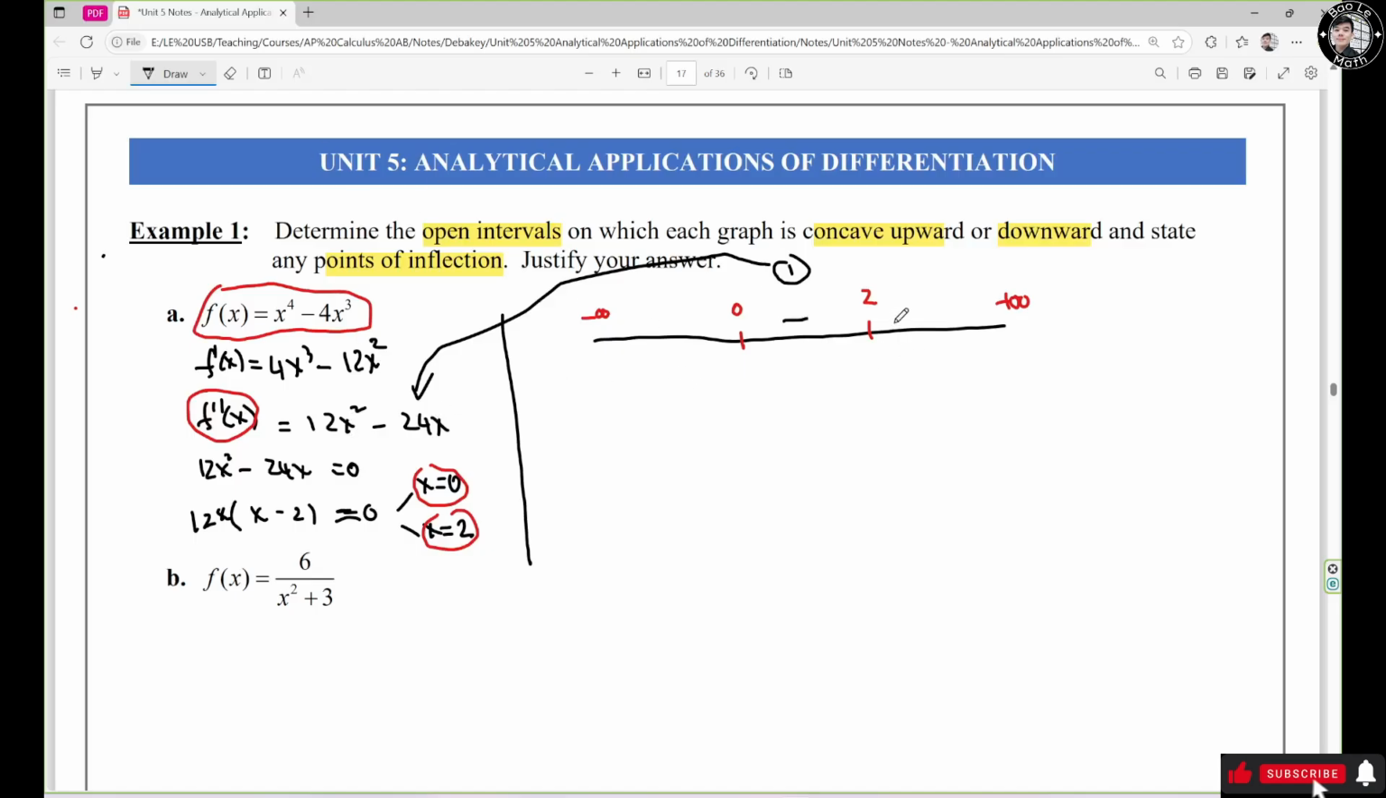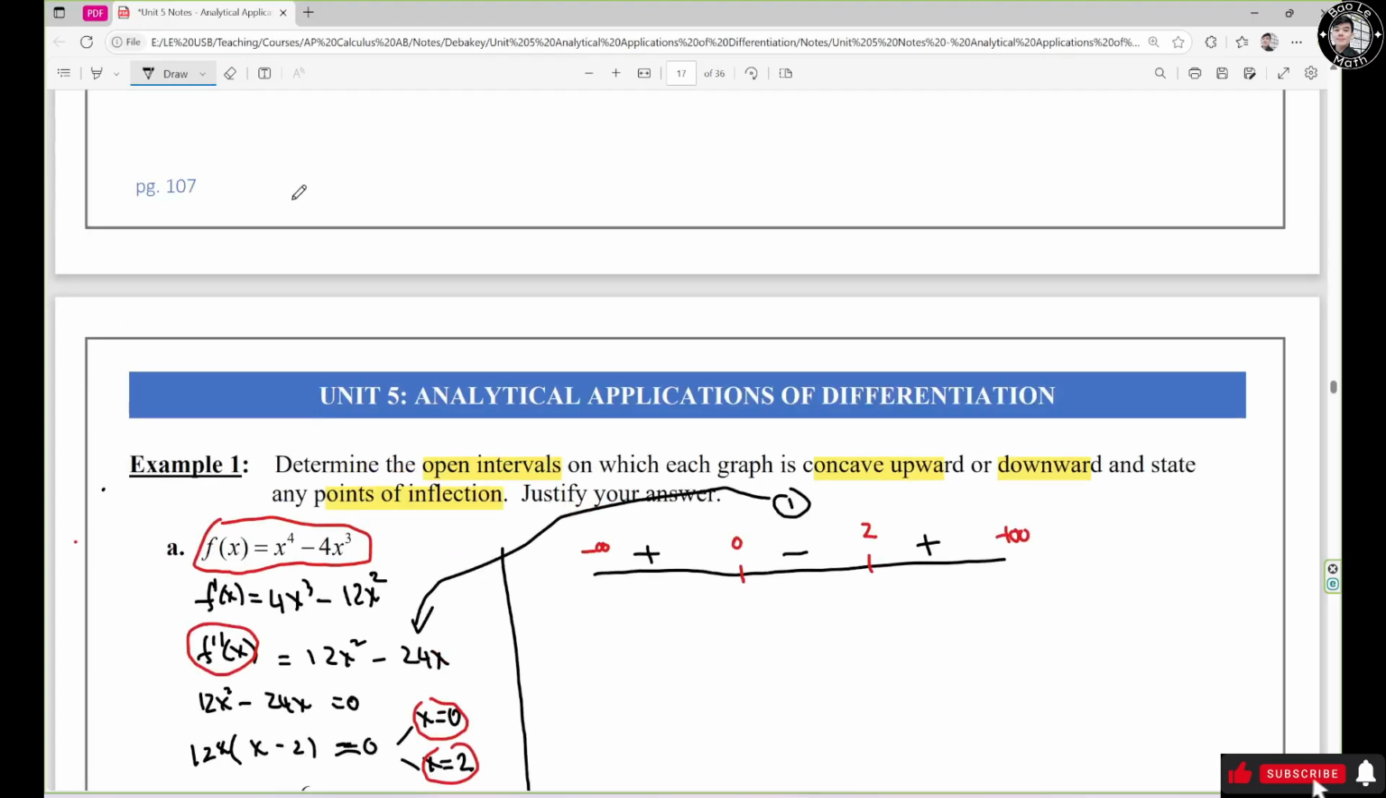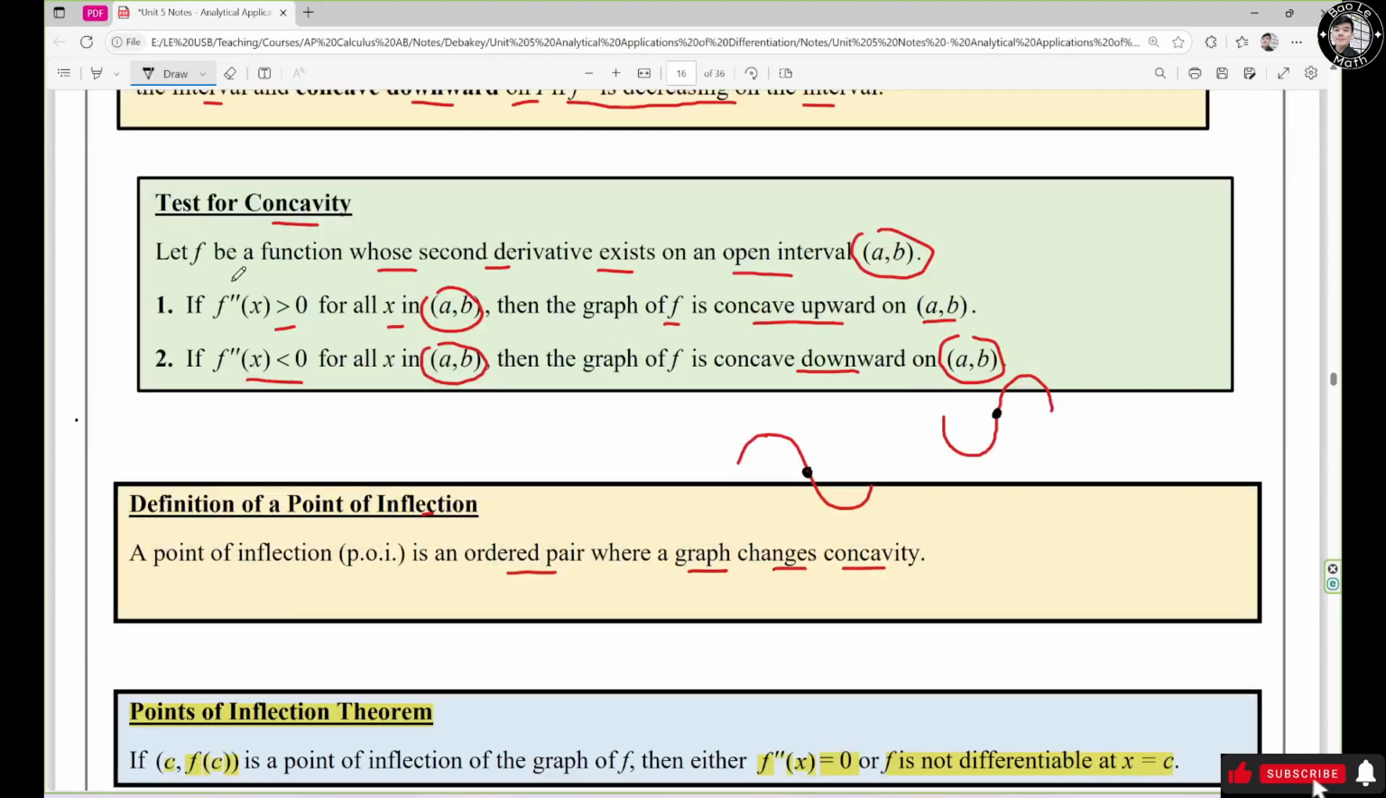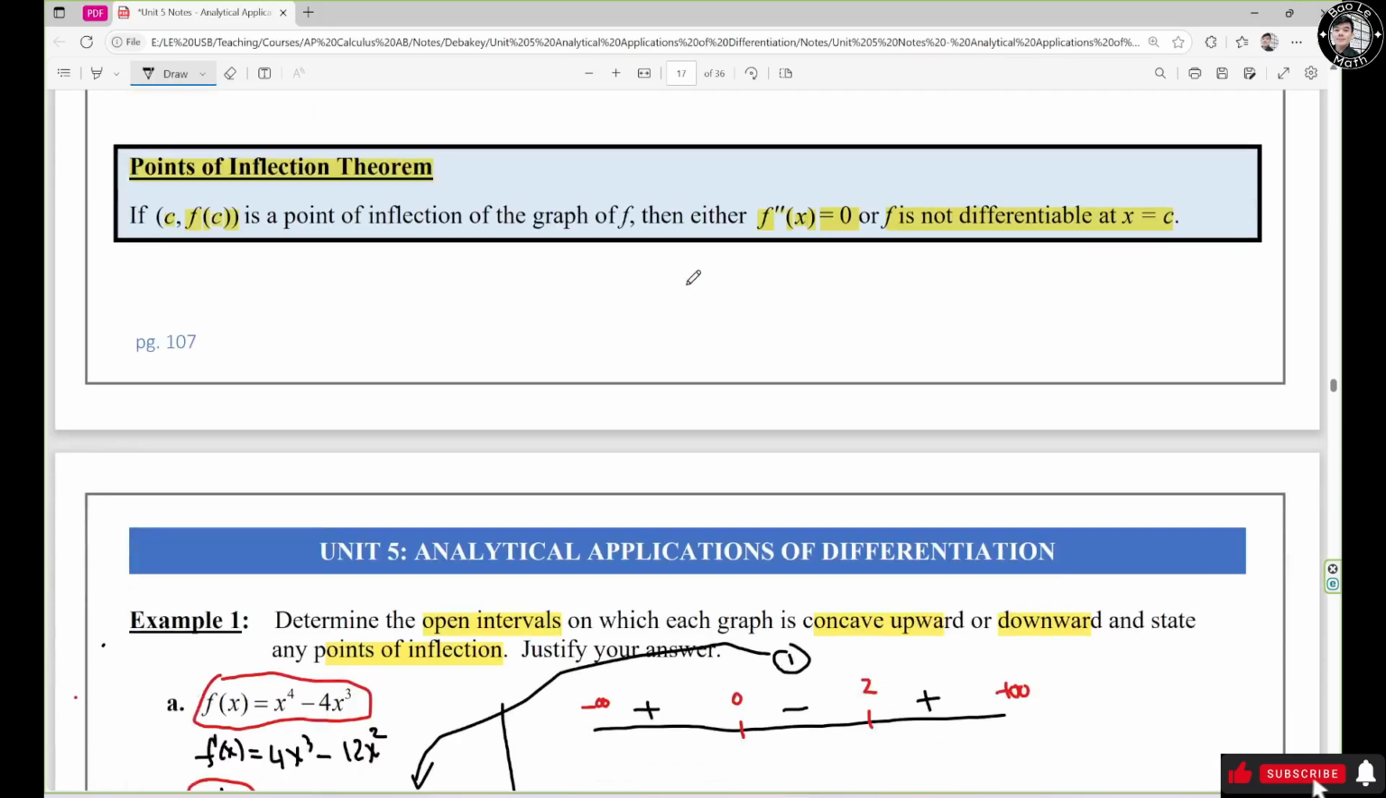Now you keep changing the sign because the zeros right here have odd multiplicity. So you just change this one to positive, and this one positive. Now go back to the theorem right here. The theorem says if f double prime of x is greater than 0 on the interval (a, b), the graph is concave upward. If f double prime of x is less than 0, the graph is concave downward.